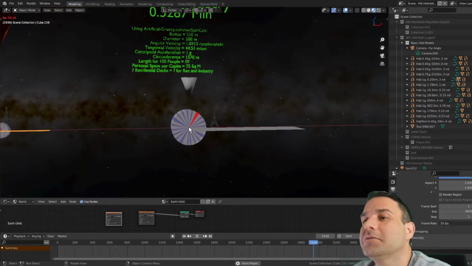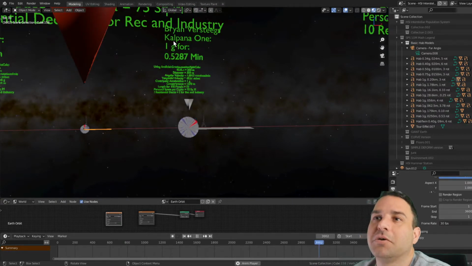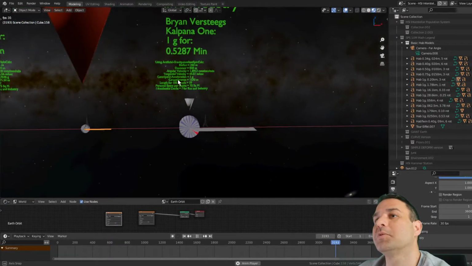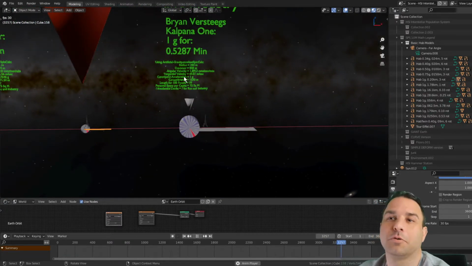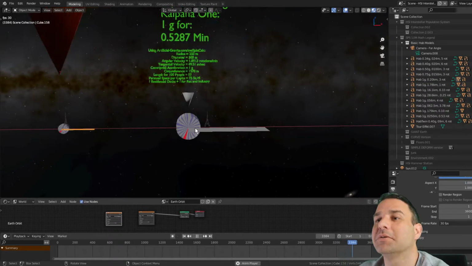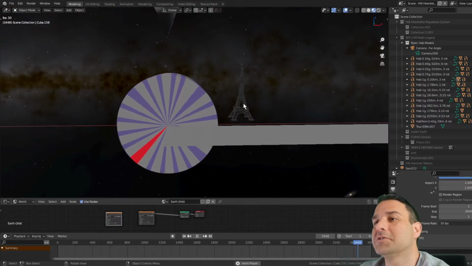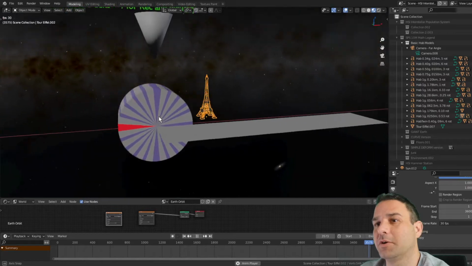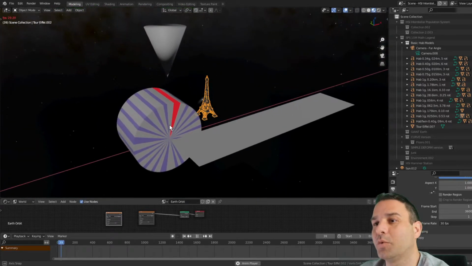Okay, so this one here is based on Calpano 1, which is a design that's been popularized online. Brian Versteeg is one of the people who are involved with it. He's one of my favorite space artists, to be honest with you. And so here it is compared with the Eiffel Tower. You can see it is quite a bit bigger than the Eiffel Tower at this point.